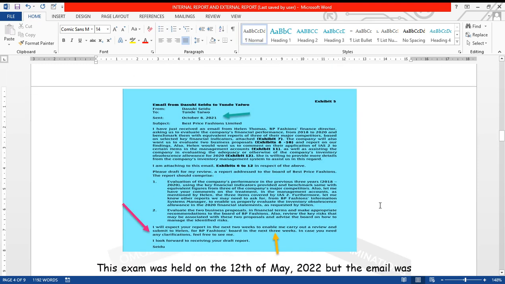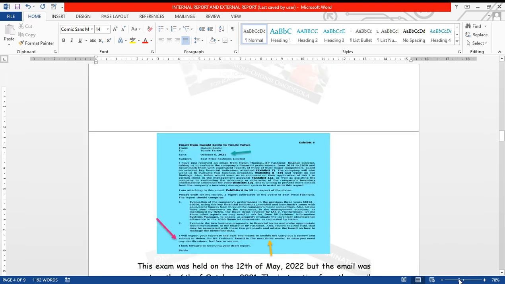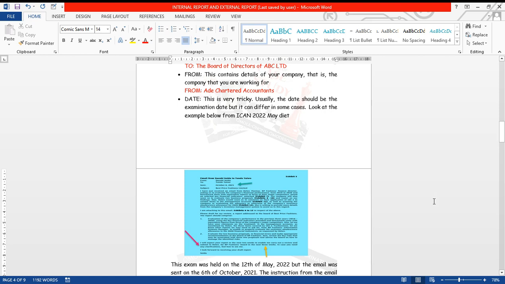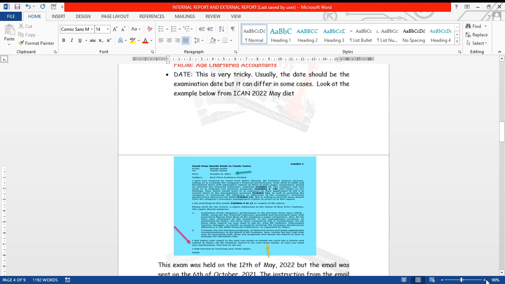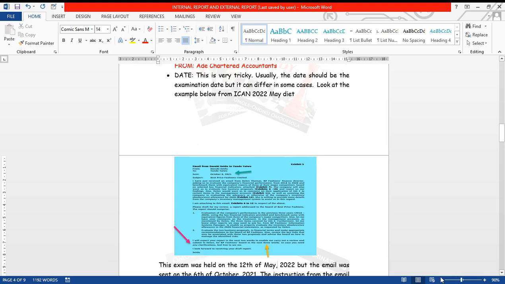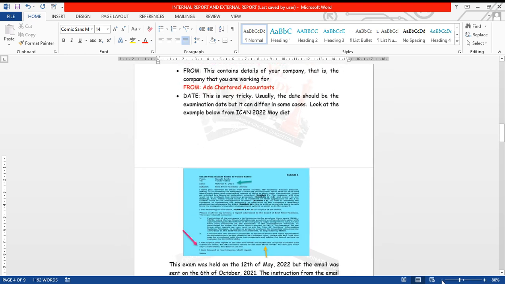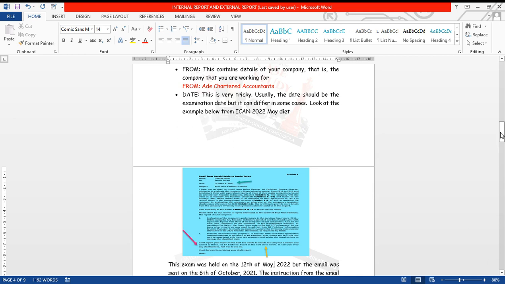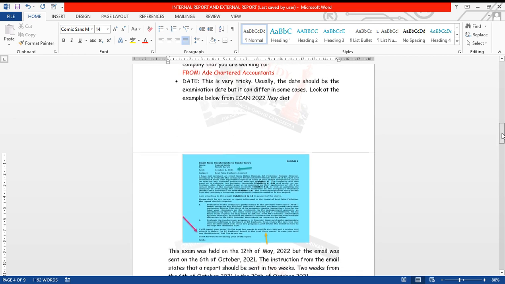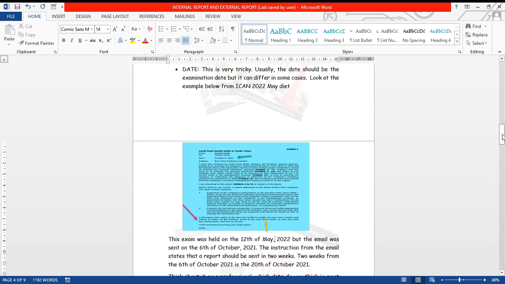Now let's go to the date. Let me reduce the size of this because I want you to get this very well. The dates can be very, very tricky. That's why you have to be smart. ICAN is not just a test of intelligence, that's the truth. It is also a test of how much you read or how much you know. You have to be smart.